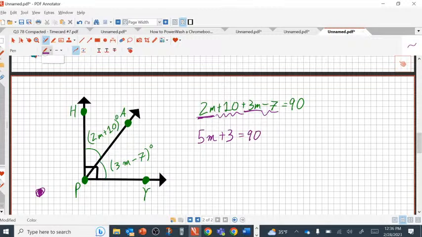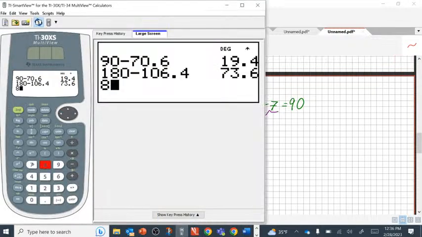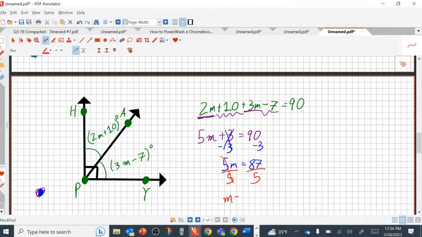Now that's a 2-step equation, which we all got pretty good at solving long ago. So we're going to go ahead and subtract 3, 5m. That's going to be equal to 87. Finally, we're going to divide both sides by 5. So we're going to do our 87 divided by 5, and that's 17.4.